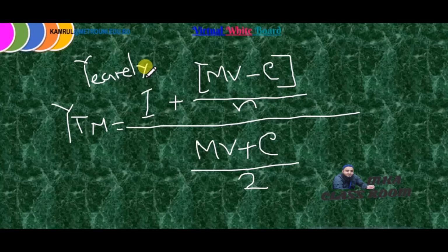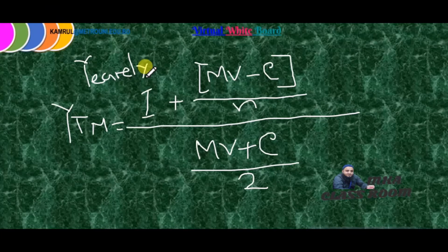So what are the values we are seeing? I is the amount of annual interest, MV is the maturity value at the end of the holding period, C is the cost or current market price of the bond, and N is the holding period till maturity.